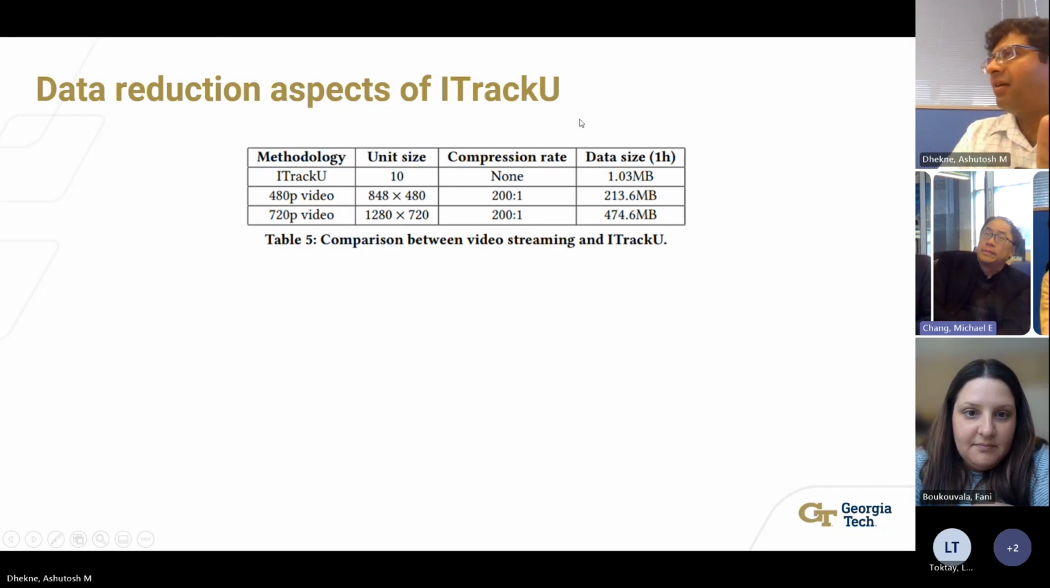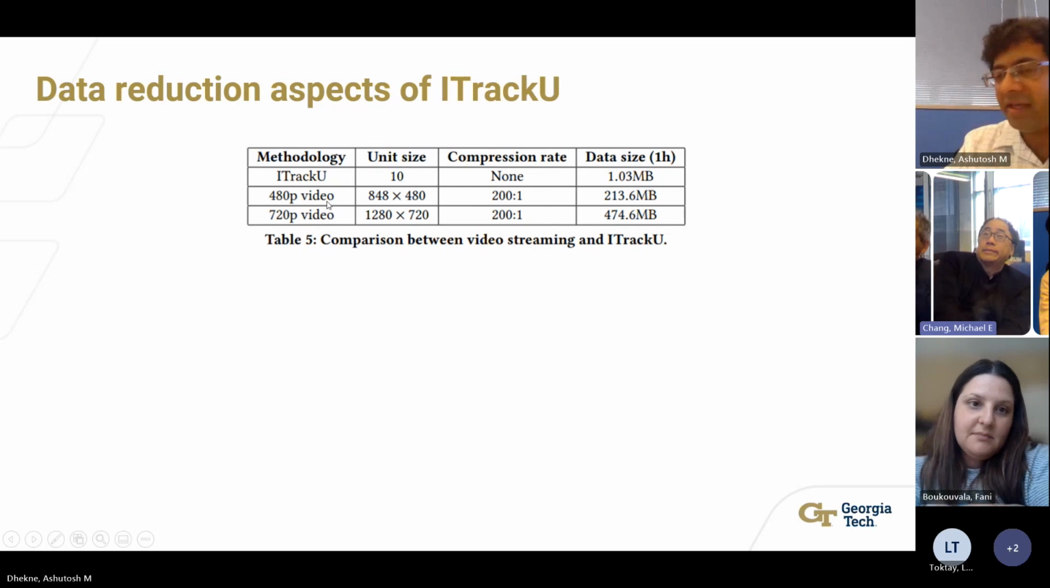For 1 hour of writing on the board continuously, we require a total of 1.03 MBs of data. This is not Mbps. This is the total amount of data storage we need. Compare that with a 480p clip, which takes 213 MBs of data, and the 720p clip, we are not even reaching 1080, which takes 400 MBs of data.